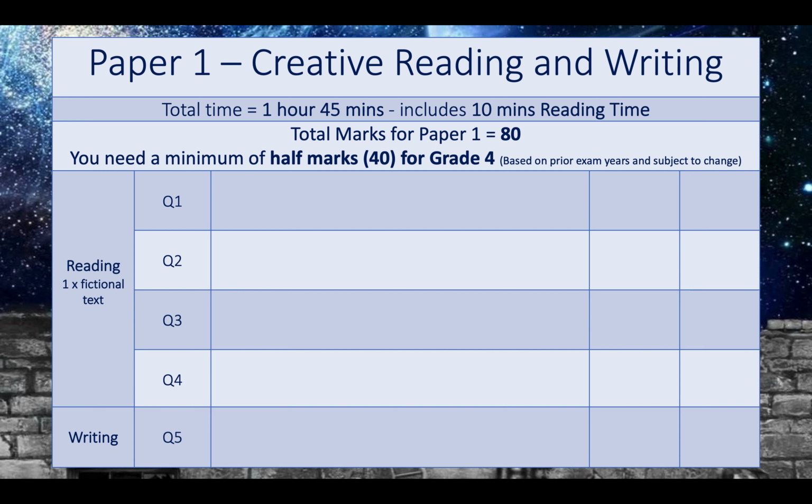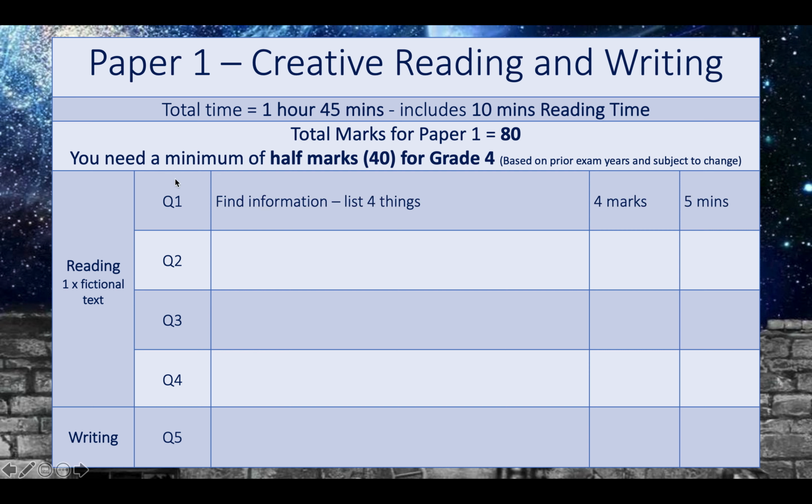So the exam is made up, both papers are made up of 5 questions. And that's part A and part B. So if you think of part A as the reading, that's questions 1 to 4, and part B is the writing, which is question 5. The reading for paper 1, you'll be required to read one text, which will be an excerpt from a book, and it will be fictional.